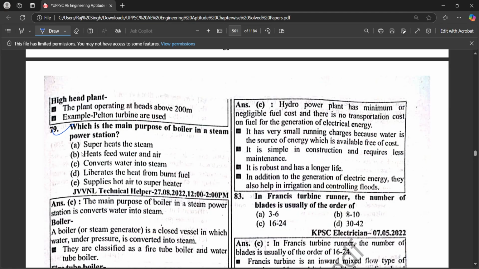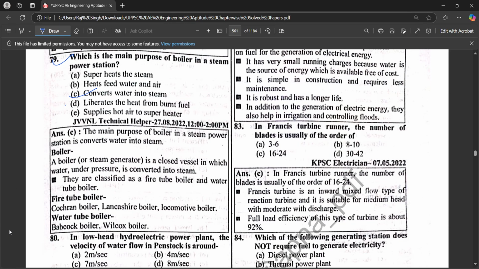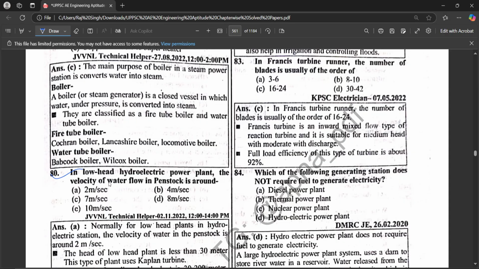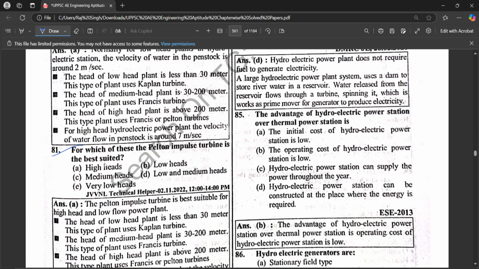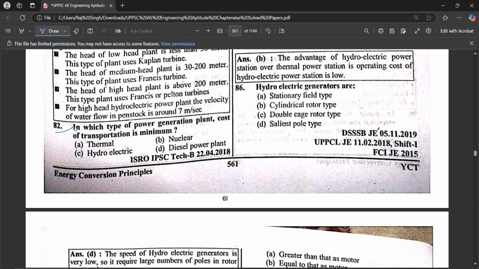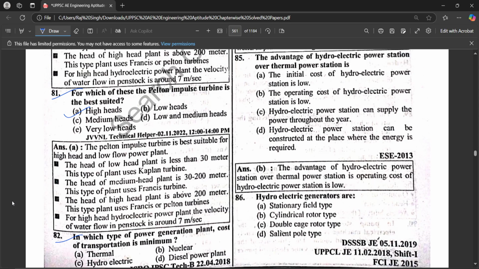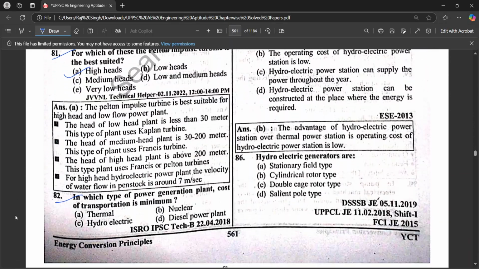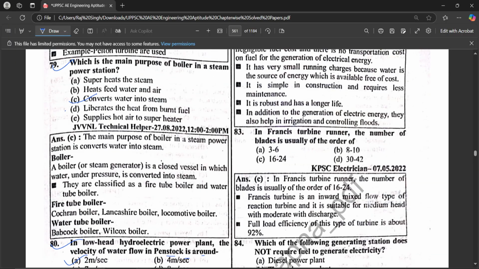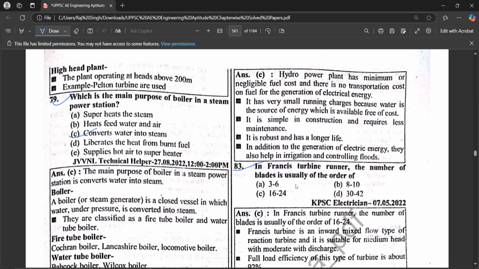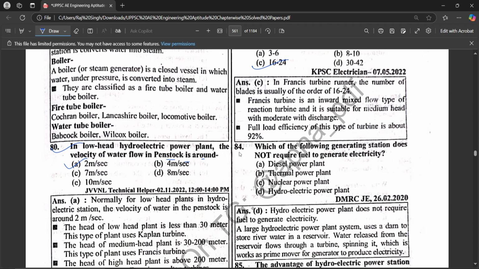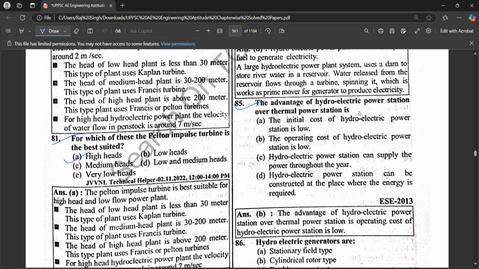What is the main purpose of a boiler in a steam power station? It converts water into steam. In a low head hydroelectric power plant, the velocity of water flow is around 2 meter per second. For which of these is a Pelton impulse turbine best suited? High head. In which type of power generation plant is the cost of transportation minimum? Hydroelectric power plant. Next. In the Francis turbine runner, the number of blades is usually of the order of 16 to 24. Which one of the following generating stations does not require fuel to generate electricity? Hydroelectric power plant.